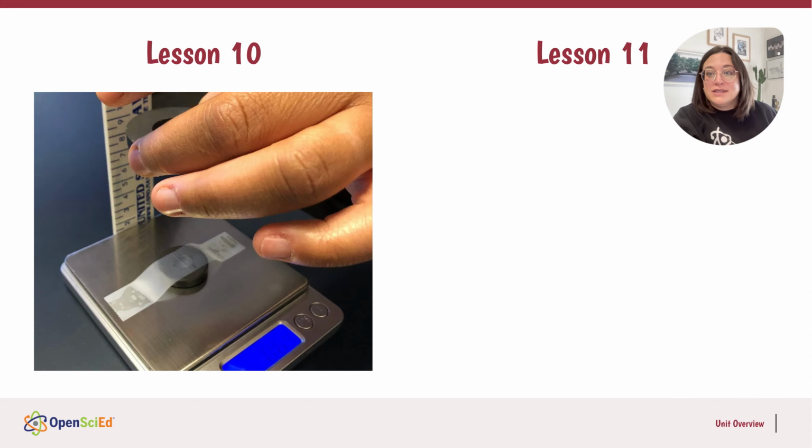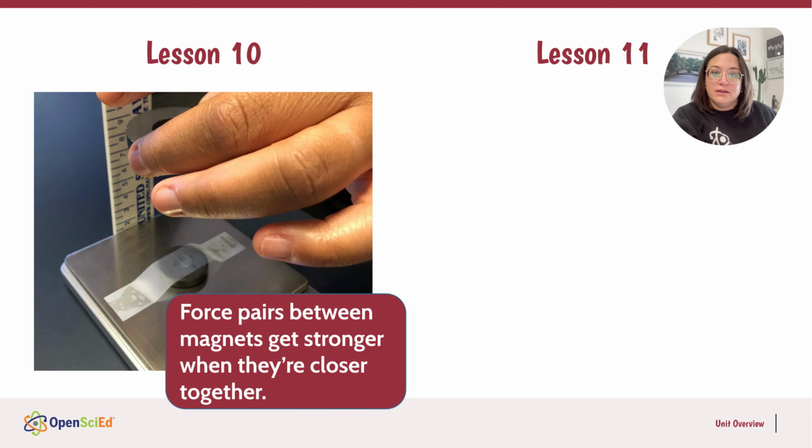In Lesson 10, we co-design and then carry out an investigation using a digital scale to test the relationship between distance and magnetic force. We analyze graphs to determine the relationship between distance and magnetic force between two magnets. We figure out that when we change the distance between two magnets, the force pairs between them, attractive or repulsive, get stronger when they are closer together. But we have a lot more questions about what causes changes in the strength of magnetic forces. We want to divide and conquer to answer those questions through some investigations.